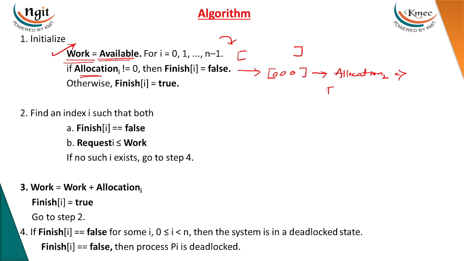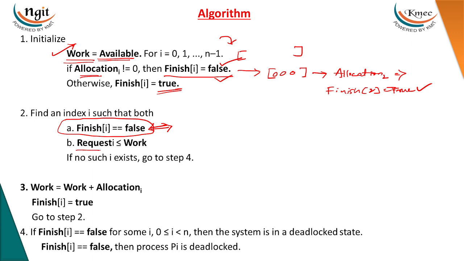So we will set Finish[2] equal to true. Otherwise, we will set Finish[i] equal to false. That means that particular process is yet to complete its execution. So we don't check processes with Finish[i] equal to true; we only consider Finish[i] not equal to true. So we'll take one particular process with Finish[i] equal to false, that is, a process yet to complete execution.